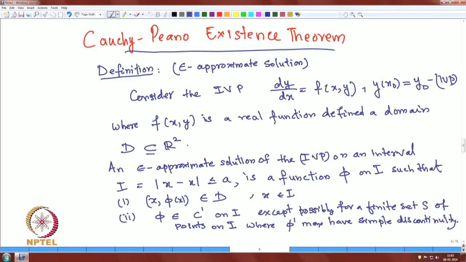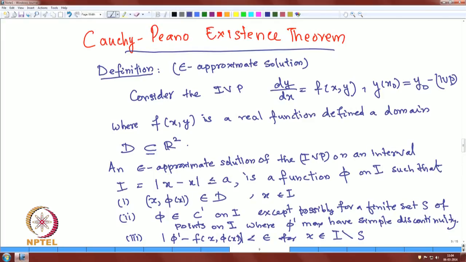It is a kind of jump discontinuity. And the third condition for an approximate solution is that the difference between phi prime and f of x, phi x, is less than epsilon for all x in the interval I except for the points on the finite set S.